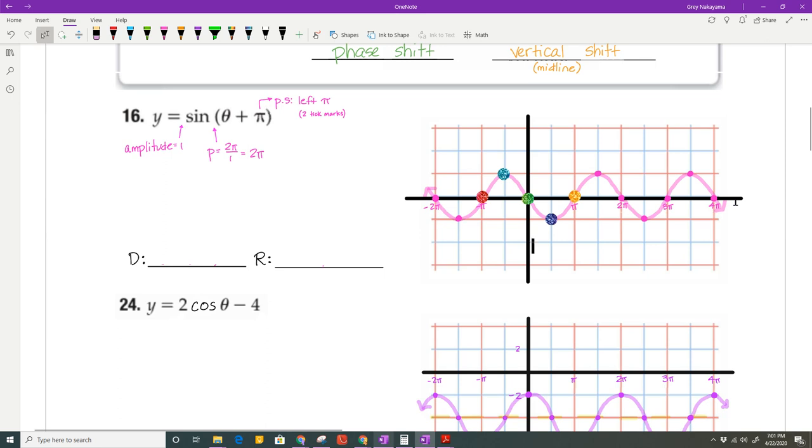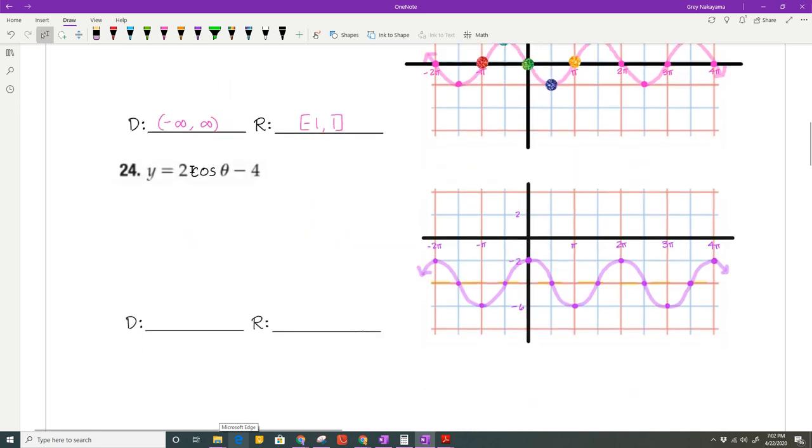Okay. Last thing we have to do for this problem is identify the domain and range. It's a gimme for sine and cosine because the domain is negative infinity to positive infinity. My range, what's the lowest point? -1. Highest point, +1. So I'm going between -1 and 1. Okay.